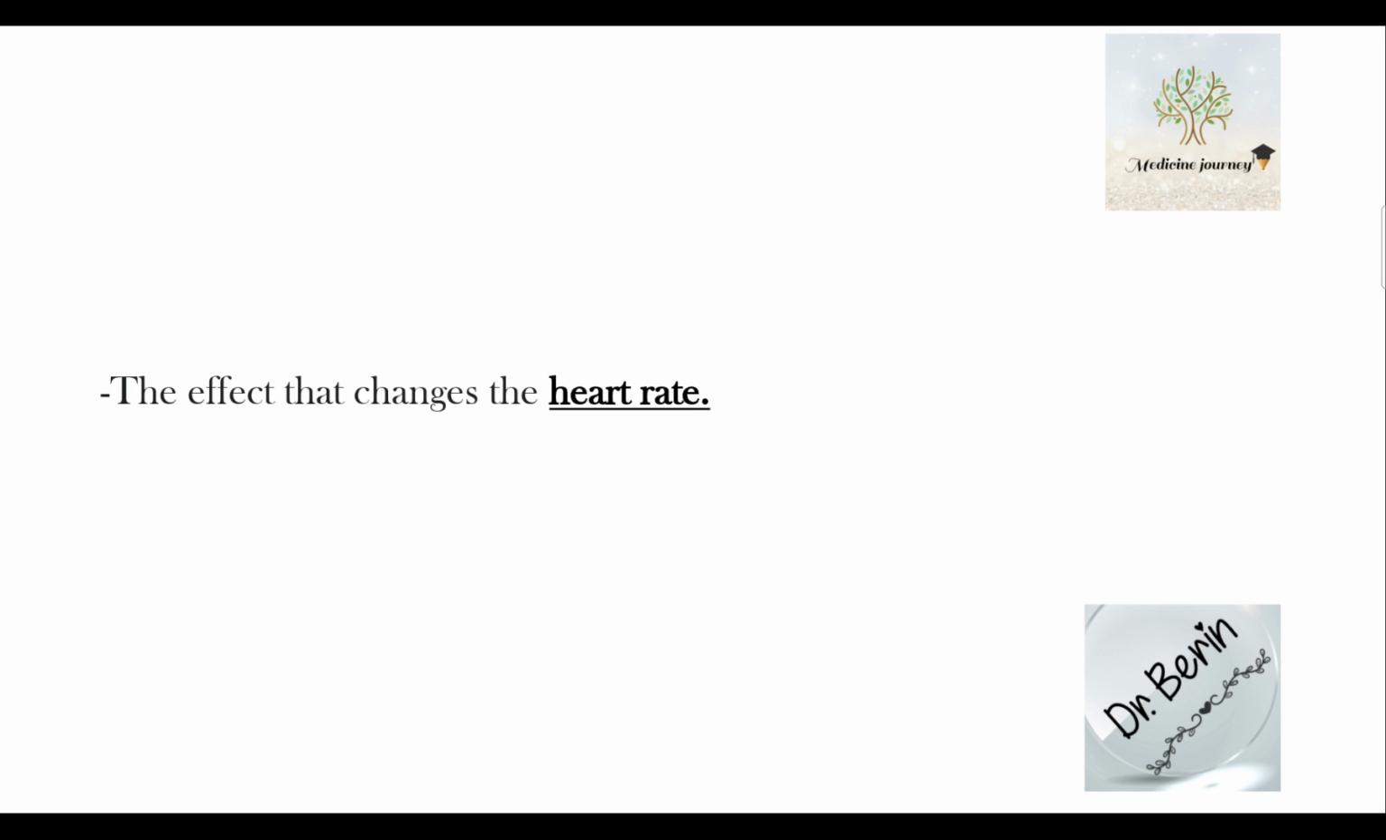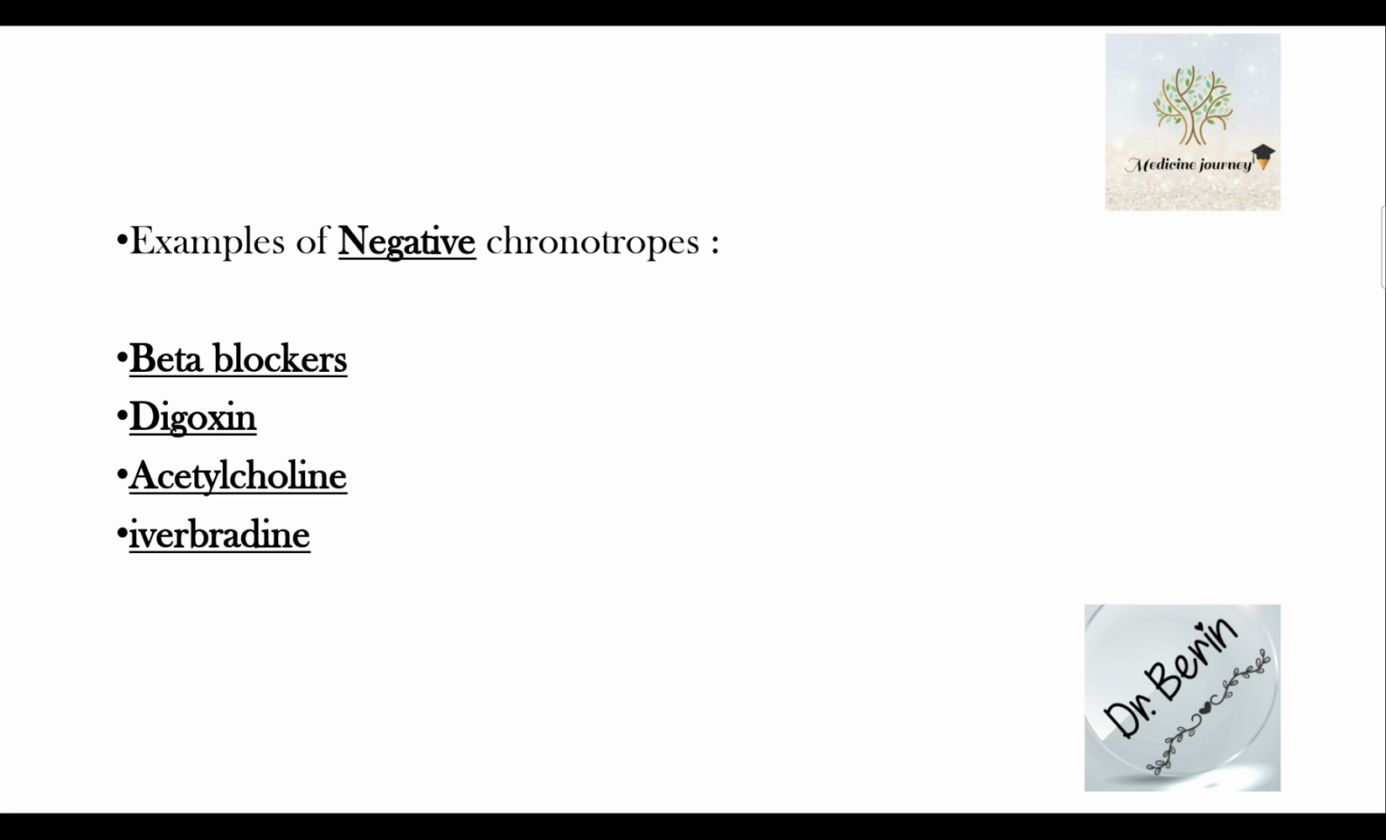So let's apply it to the cardiac medication we have. When we say this medicine has negative chronotropic effect, this means this medicine will decrease the heart rate. So what are the examples we have? We have beta blockers, we have digoxin, we have acetylcholine, we have ibuprofen. So these medications have negative chronotropic effect. This means they slow down the heart. So they affect the heart rate negatively, okay?